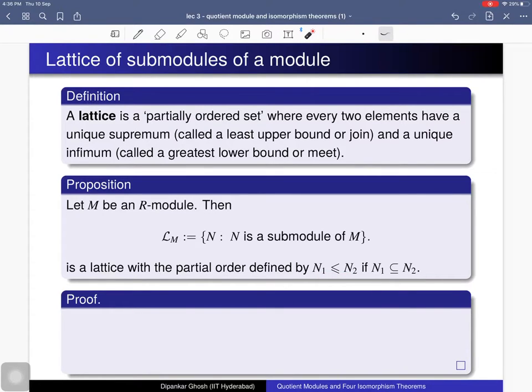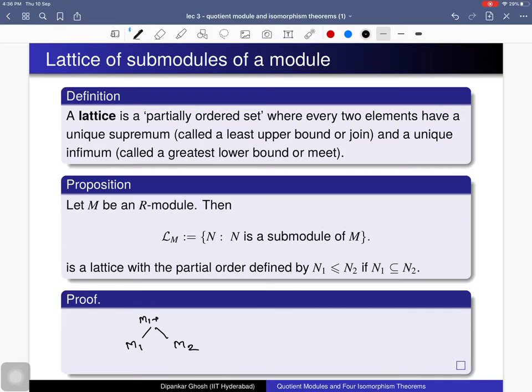And we want to prove that this collection, with respect to this partial order, gives a lattice. Why? Because you consider two submodules M1 and M2 of M, then we want to prove that M1 and M2 have a unique supremum, or least upper bound. And what is that?